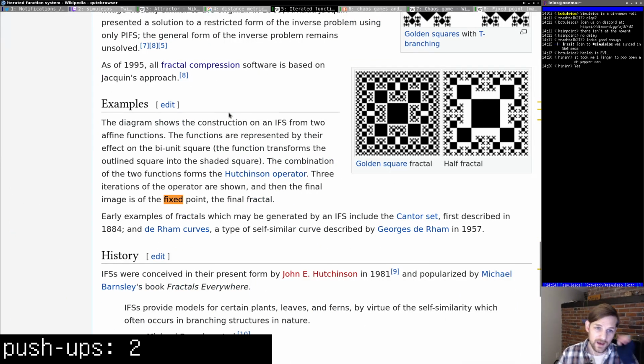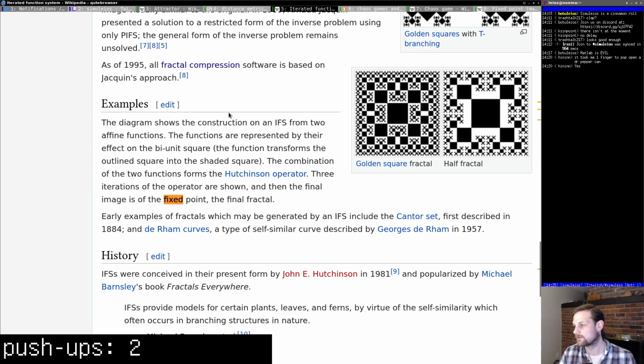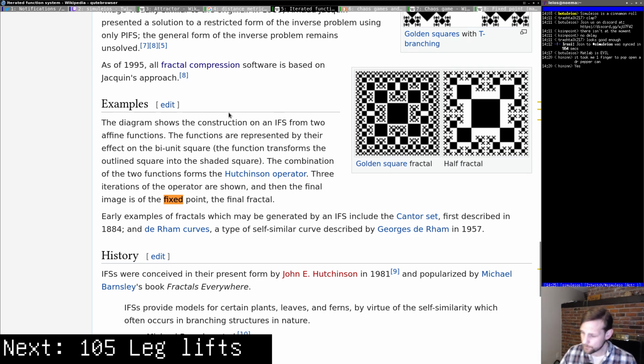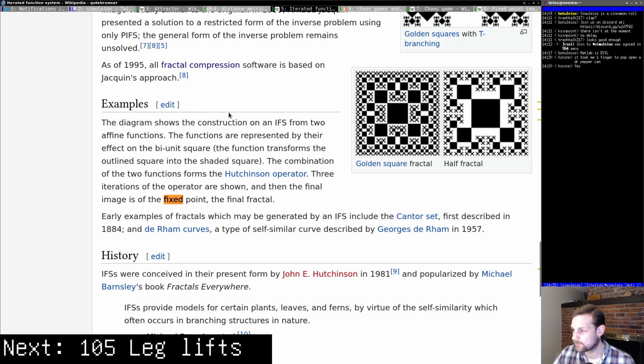Okay, so examples. The diagram shows the construction of an iterative function system from 2 affine functions. The functions are represented by their effect on the bi-unit square. The combination of two functions forms the Hutchinson operator. 3 iterations of the operator are shown. Then the final image is of the fixed point, the final fractal. Right, final fractal. So the fixed point is the end result of an iterated function system. An attractor is a potential fixed point, but not always the fixed point.